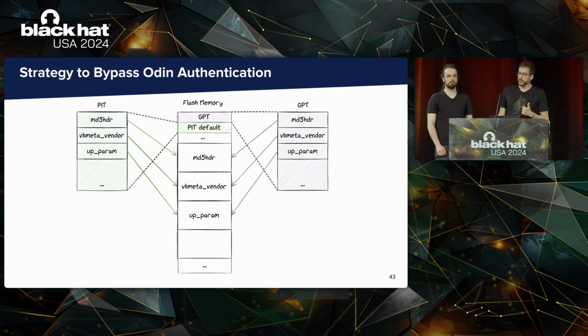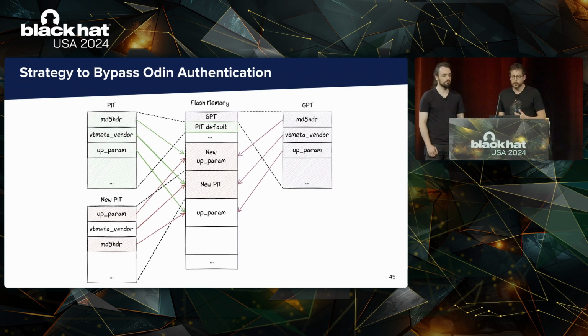And the first partition here is called MD5 HDR. I'm not sure if you recall, but it's one of those we can flash without authentication. So we will replace it with a new upparam partition that contains the malicious JPEGs. The next partition is called VB-MetaVendor. It's also one that we can flash without authentication. And here we will replace it with a new PIT that is a copy of the original one, except that we will rename FD5 HDR into upparam, and we do the other way around with upparam.